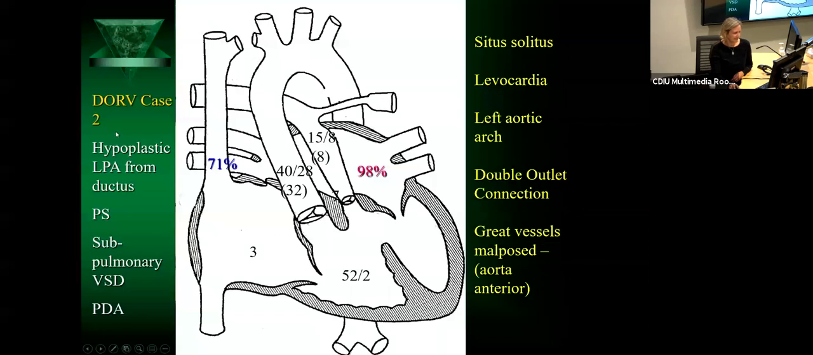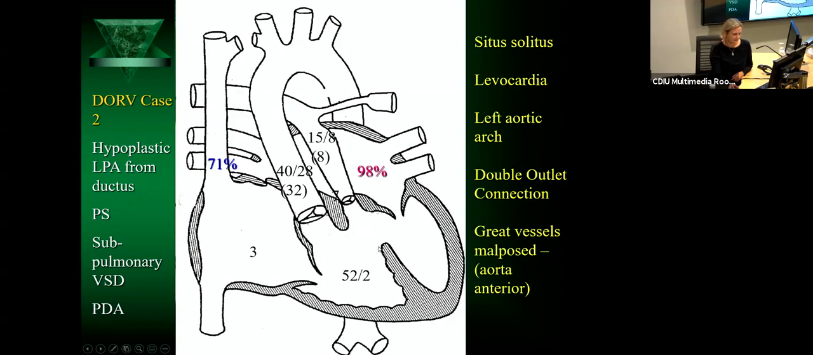And this patient was double outlet right ventricle, hypoplastic left pulmonary artery from the ductus, had pulmonary stenosis. So there's our pulmonary stenosis. So SVC, IVC, RA going to the RV. So that is the right ventricle. We know by the squiggly line. He has a VSD.